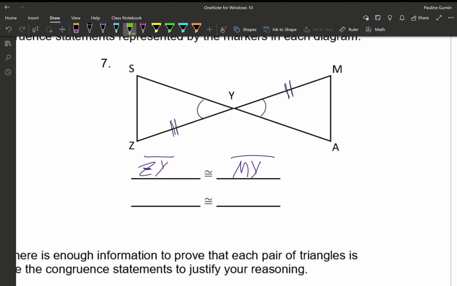Next, let's label our angles. I have this angle right here, which I'm going to call SYZ. I want to make sure the letter Y is in the middle because it holds my angle. Angle SYZ. Let's do the one on the other side. I'm going to go AYM. Angle AYM. Once again, Y is in the middle because that is what holds our angle.